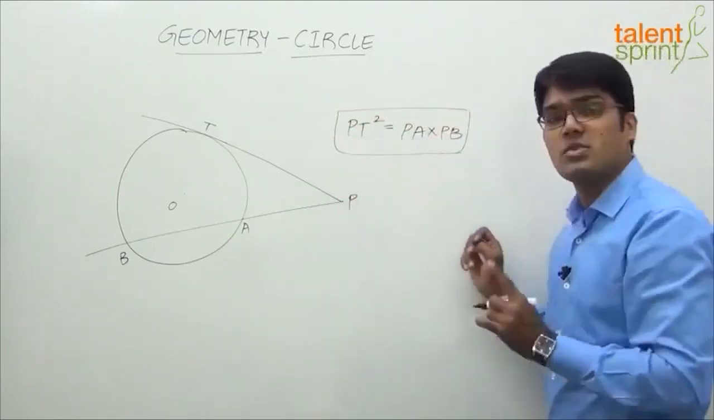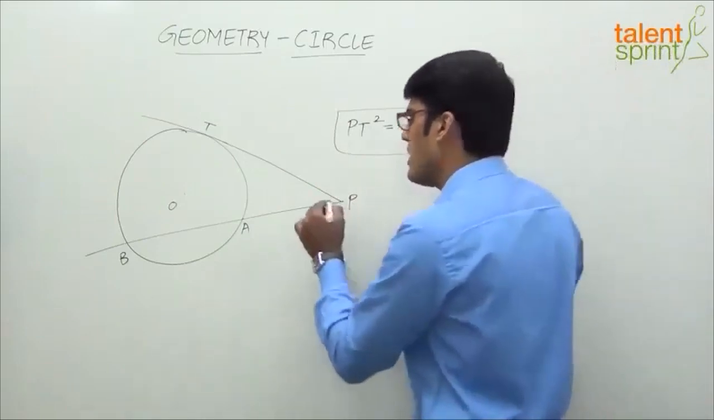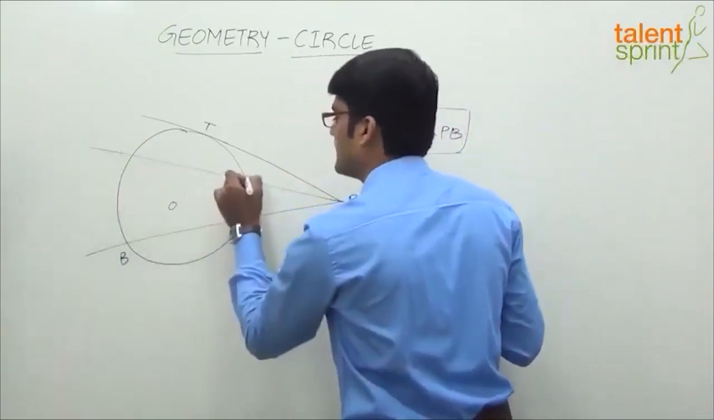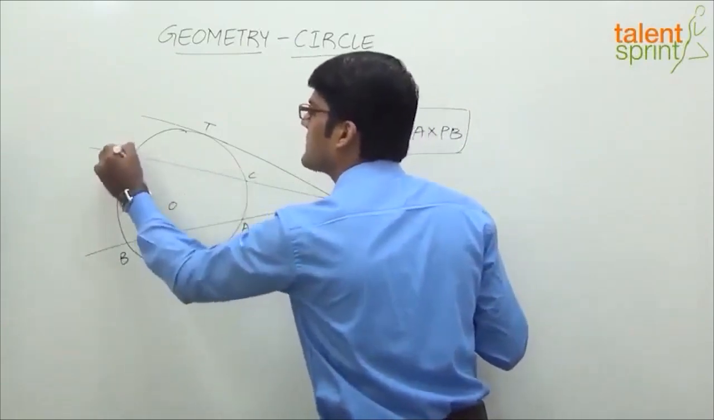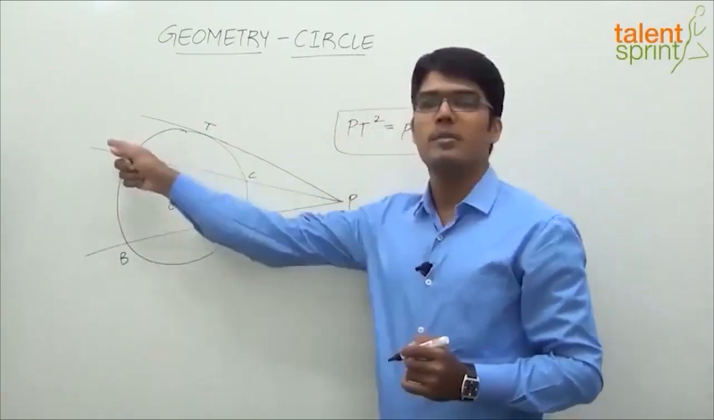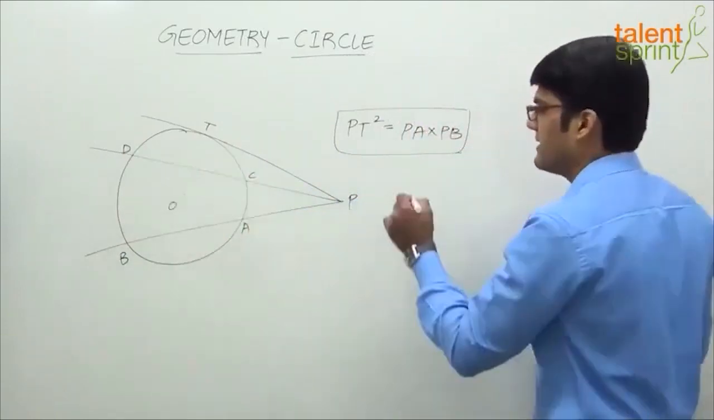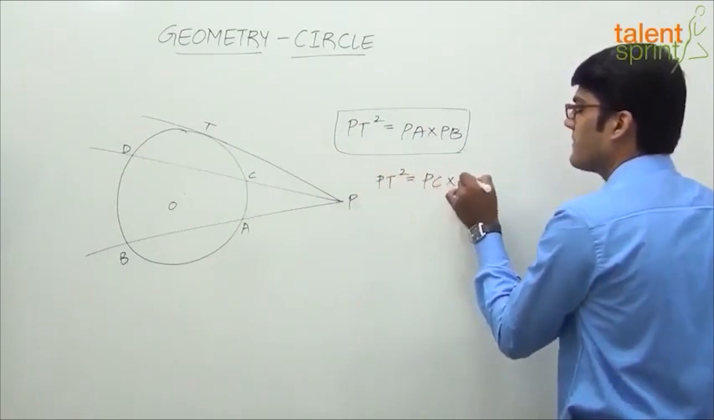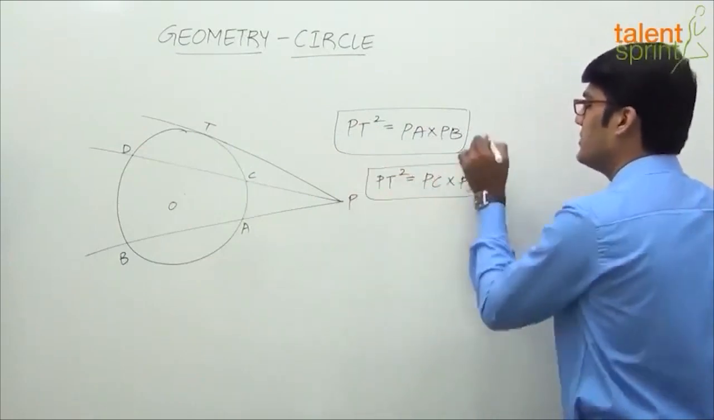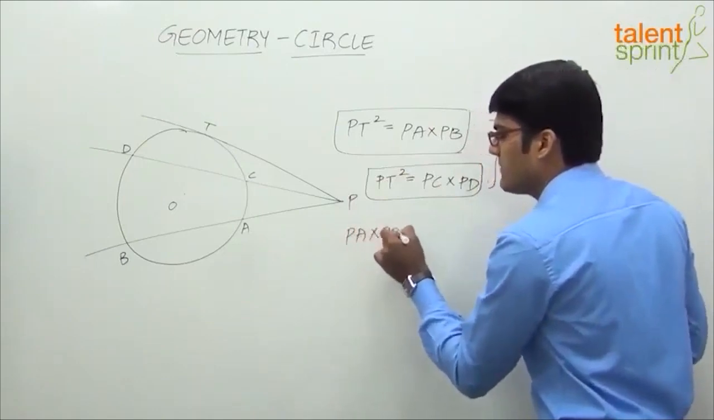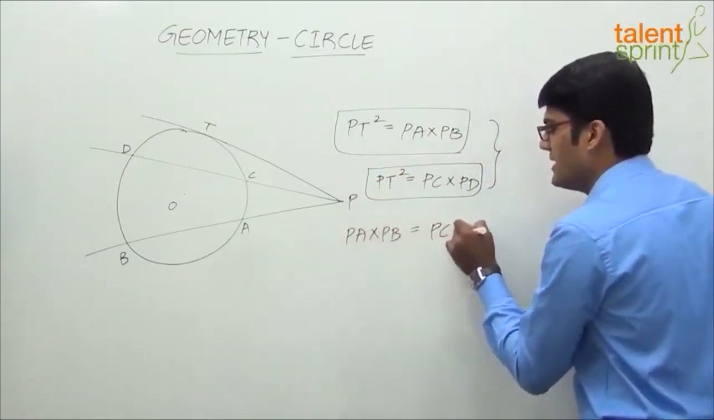And this also brings us to another important conclusion. Let's say if I draw another secant from the point P, right? If I draw this secant, it is cutting the circle at C and D. Now PT square should be equal to PC into PD, right? So I can say PT squared will be equal to PC into PD. And by combining these two, we can conclude that PA into PB equals PC into PD.